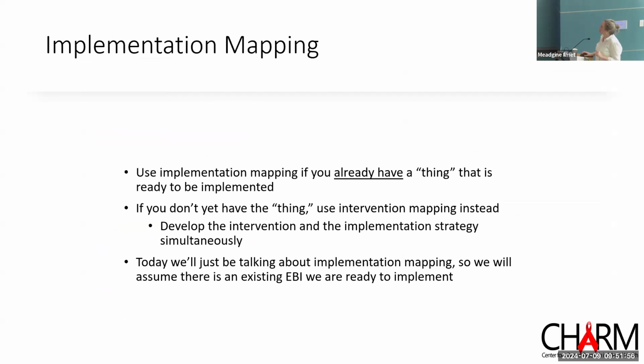So I think I already said this. Yeah, so if you already have a thing that's ready to be implemented, that's when you use implementation mapping. If you don't have a thing, then you go back to intervention mapping.